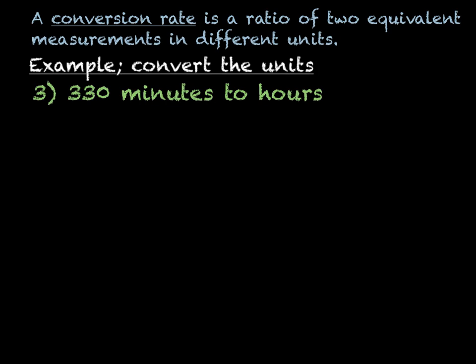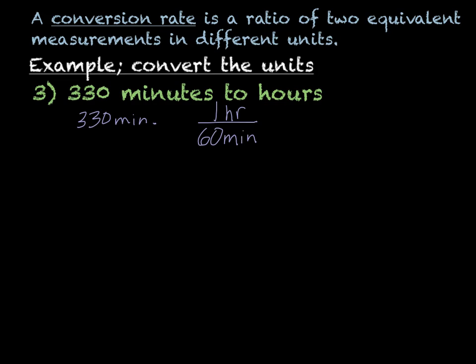Now we have conversion rates as well, which we kind of started on in that last example. A conversion rate is a ratio of two equivalent measurements in different units. So we're going to do an example to convert rates of different types. First of all, we have 330 minutes to hours. So we want to take 330 minutes and turn them into hours. So how we're going to do that is we realize, as we said before, there are 60 minutes in 1 hour.